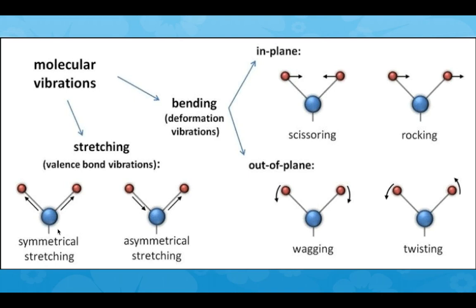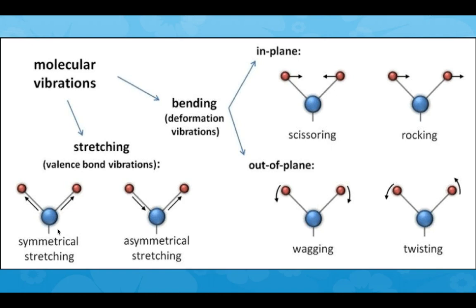You can have a rock where you're going side to side. And you can have wagging where your arms are going up and down. You're waving your arms. Hey! So twisting is when your arms are going forward and backward, like you're drumming a really big drum or something. That would be a twist, where they're going forward and backward instead of just side to side.